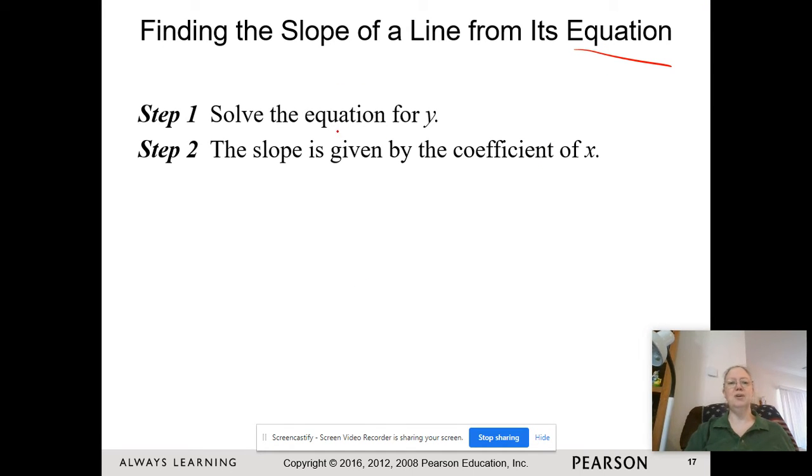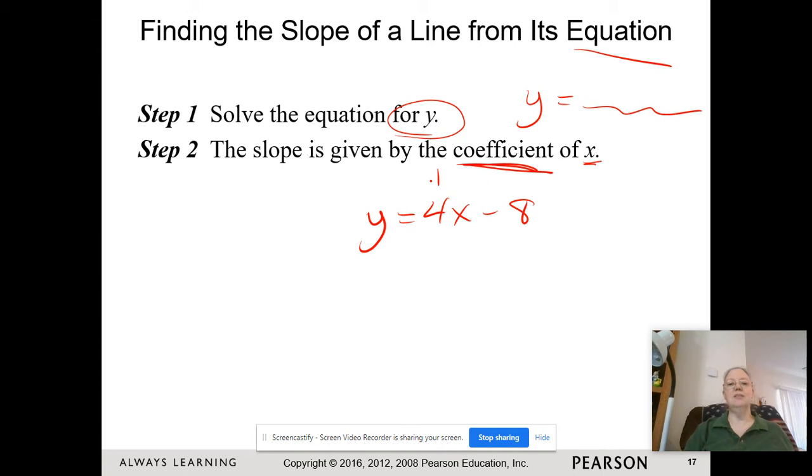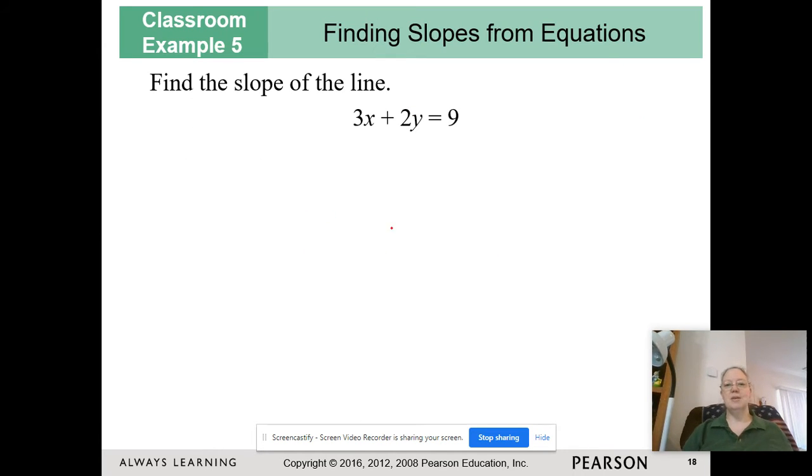So let's suppose we have an equation right here. The first thing you're going to do is solve for y. It has to be y equals stuff. And then the slope is going to be the coefficient of the x term. So for example, if I had y is equal to 4x minus 8, then this number right here would give us our slope.